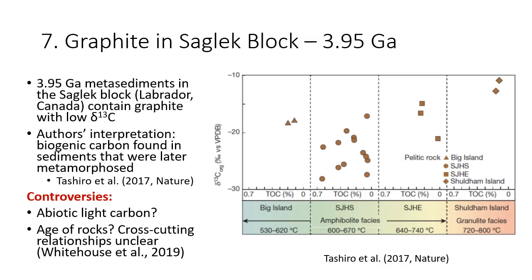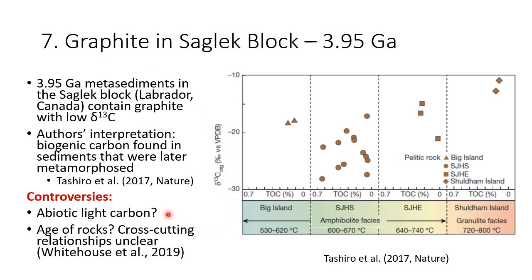We will now move to the Saglek block in Labrador, Canada, which contains metasediments that have been interpreted on the basis of cross-cutting relationships to be 3.95 billion years old, and they contain isotopically light graphite, which has been interpreted as original to the metasediments based on various textural relationships. And these have been proposed by the study authors as evidence for biogenic carbon as early as 3.95 billion years ago.